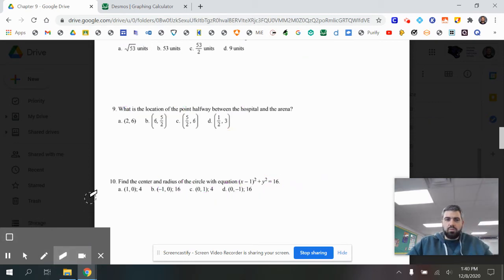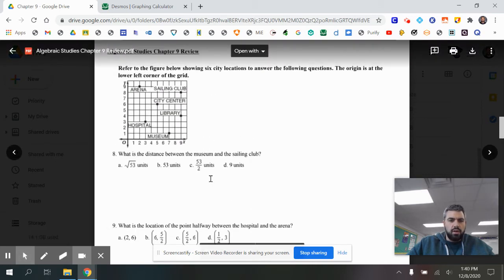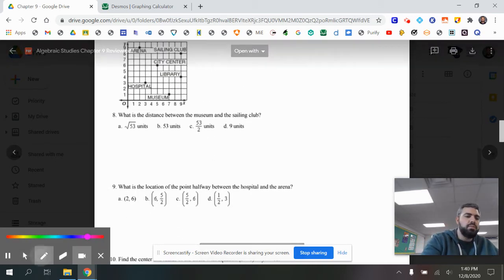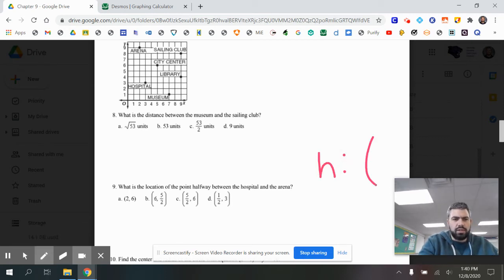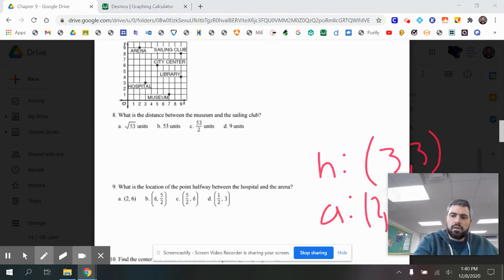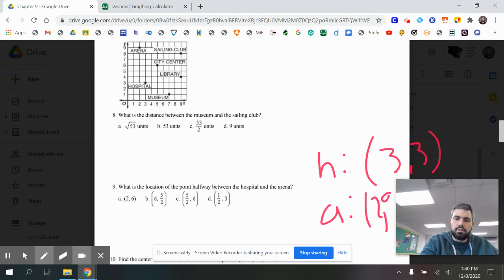Now, number 9, it says, what is the halfway point between the hospital and the arena? Okay, so basically we're trying to find the midpoint between hospital and arena. So the hospital's point is going to be the point 3, 3. And the arena, its point is at 2, 9. Okay, and so we need to find the midpoint.